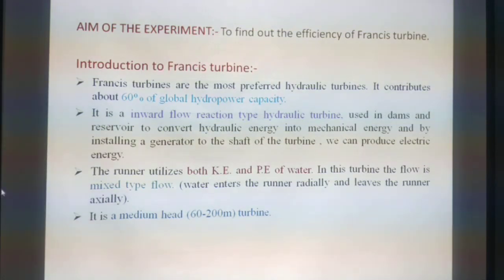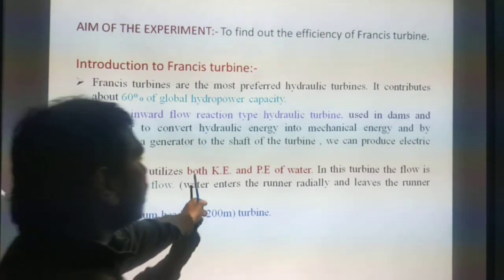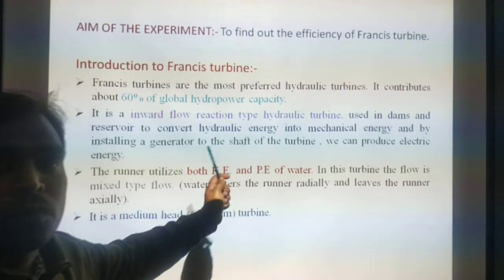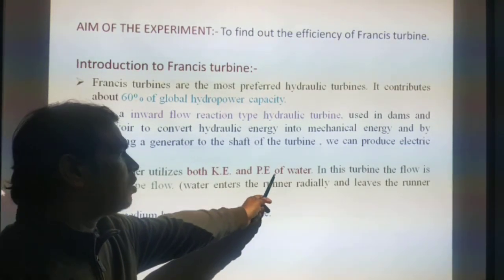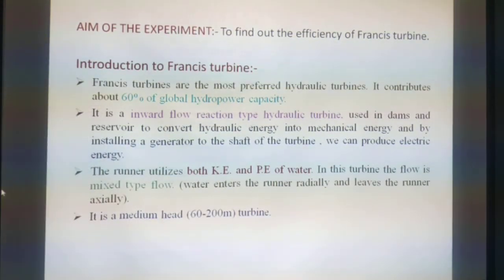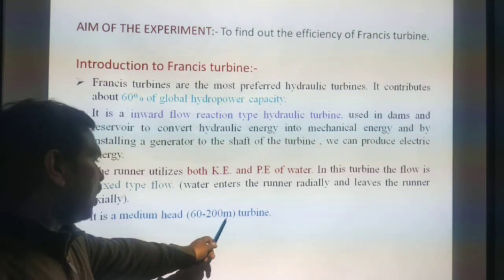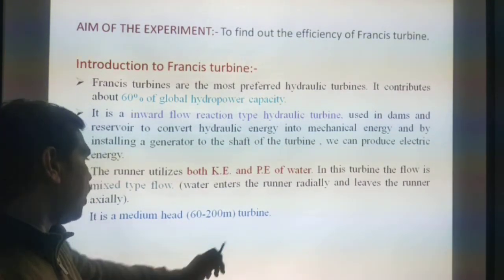Next, the Francis turbine's runner utilizes both kinetic energy and pressure energy of the water. In this turbine, the flow is mixed type flow. Mixed type flow means the water enters the runner radially and leaves the runner axially. Next, it is a medium head type of turbine, that is 60 to 200 meters. It works on medium head.